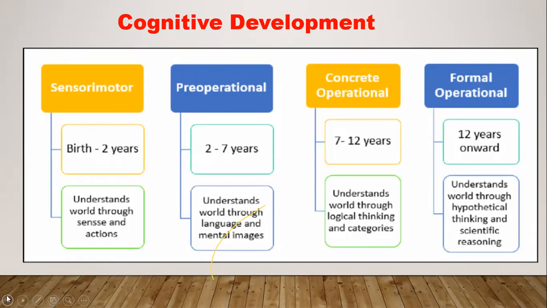Now, understand what changes happen during this cognitive development. In the sensorimotor stage, the child understands the world through senses and actions. Then in the pre-operational stage, the child understands the world through language and mental images. Then in the concrete operational stage, the child understands the world through logical thinking and categories. Next is formal operational, after 12 years onwards: understanding the world through hypothetical thinking and scientific reasoning. Remember, teachers, we are using all this terminology nowadays: hypothetical thinking, scientific reasoning. All these things are related to cognitive development.